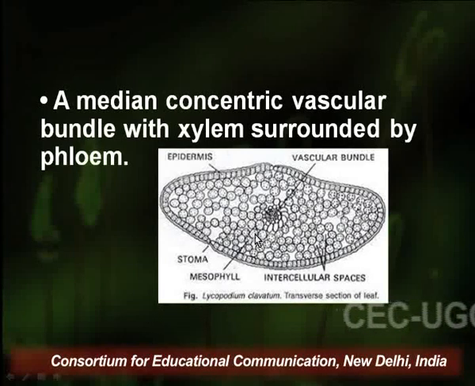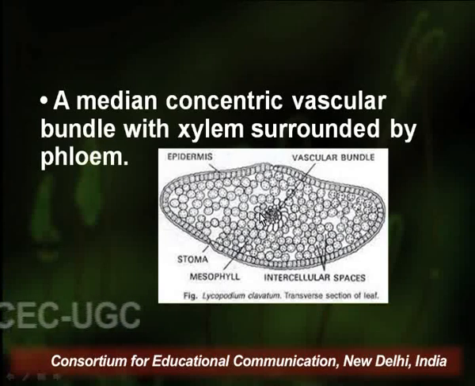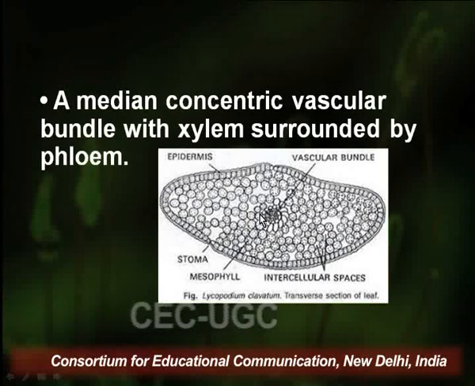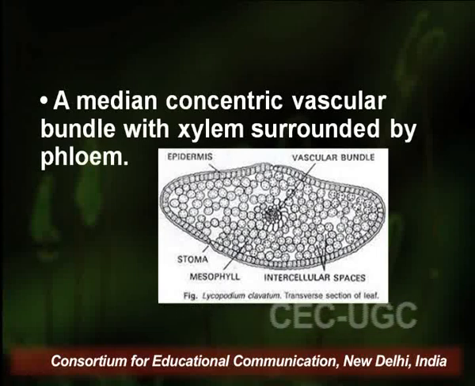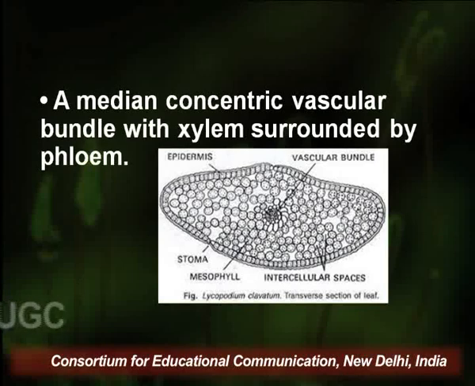Since the size of the leaves is very small, they are scaly and sessile leaves, so they do not require any elaborate branching pattern of these vascular bundles. Now, let us talk about the vegetative reproduction in Lycopodium. Vegetative reproduction takes place by multiple different structures.